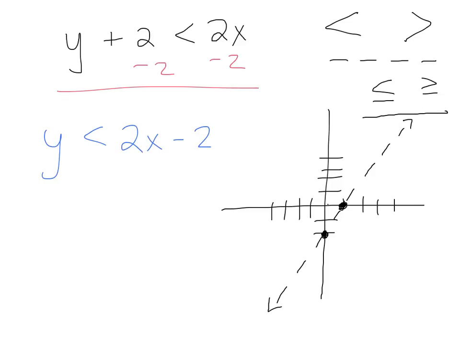Now why is that true? Why is it dashed and not solid? And remember, these inequality symbols are consistent with open circles. These inequality symbols are consistent with closed circles on a number line.